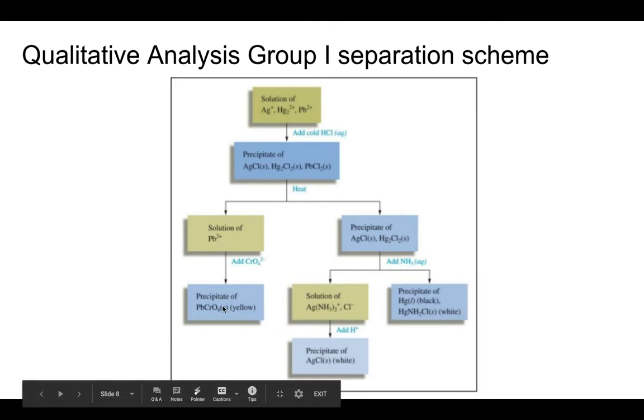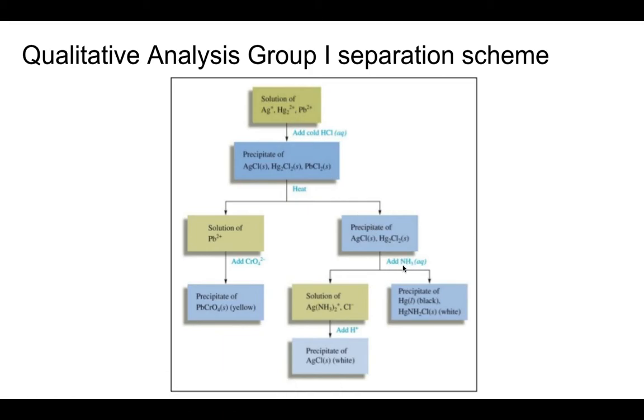So now you've got your precipitate of lead, which is yellow, and your precipitate of silver chloride, which is white. Remember, this was the supernatant from adding the ammonia. So this is the liquid that you drained off into a separate test tube. You've added the H+ to it to neutralize the ammonia, and now you've turned it back into silver chloride. A white precipitate in this step would tell you you did have silver in the mixture.